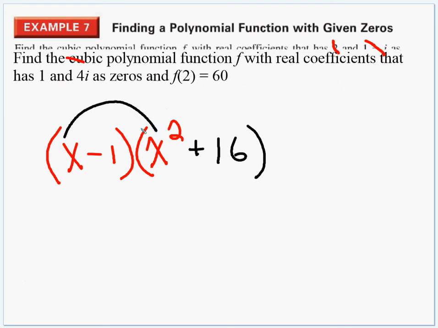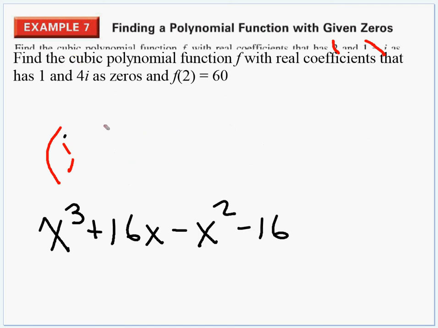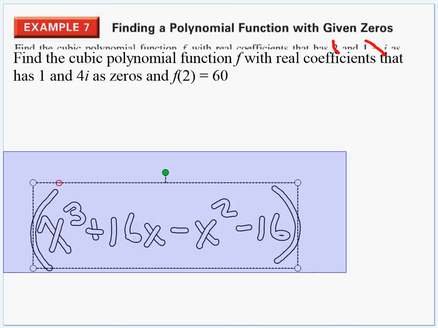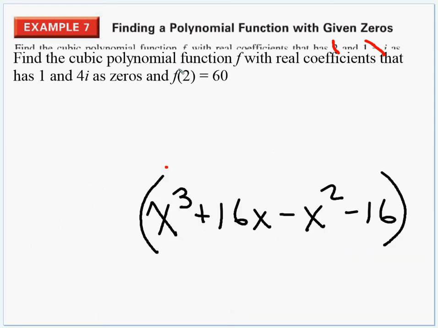X times x squared is x cubed. We will have a plus 16x, a minus 1x squared, and a minus 16. Okay, now this last piece. What we've got here is a polynomial, but there might be a leading coefficient in front of that x squared. And you notice I grouped this off because they gave us this point.